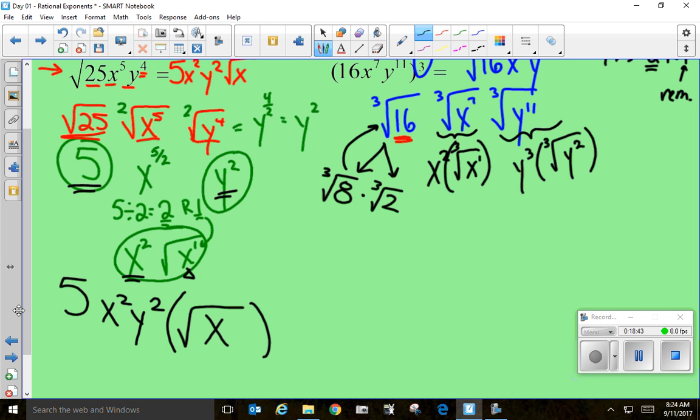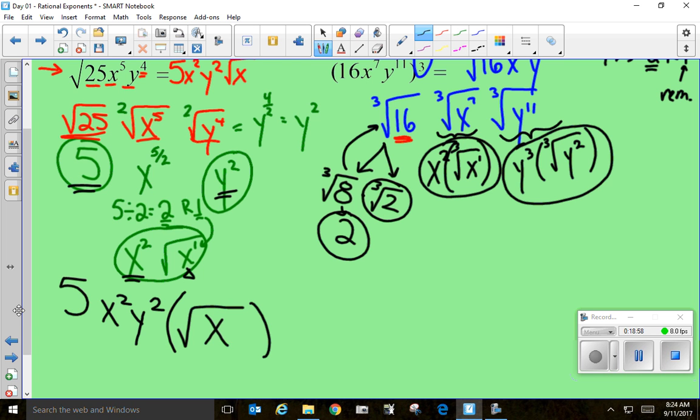And what do we say the cube root of 8 was? This is going to be in my final answer. I can't break this down anymore. That's going to be my final answer.